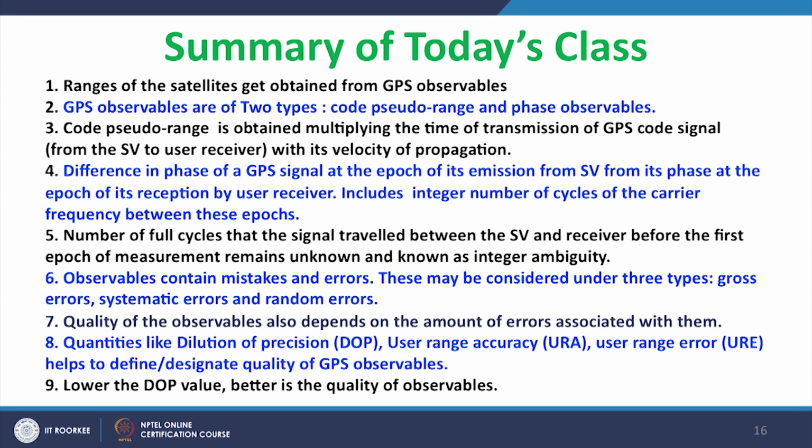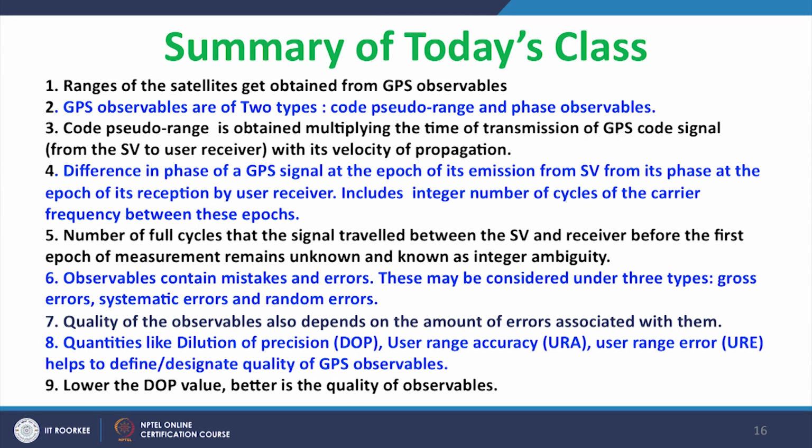With this I want to conclude today's class, but before that I would like to summarize. GPS observables are the most fundamental parameters which we like to measure or take out from the GPS signal. There are two types of GPS observables available in the GPS signal. One is the code pseudo range, which we obtain from the code part of the signal. Another is the phase observables, the carrier phase observables, obtained from the carrier phase of the GPS signal.